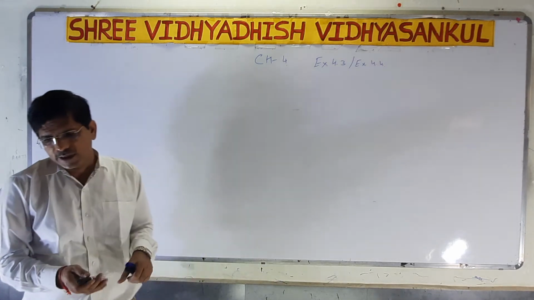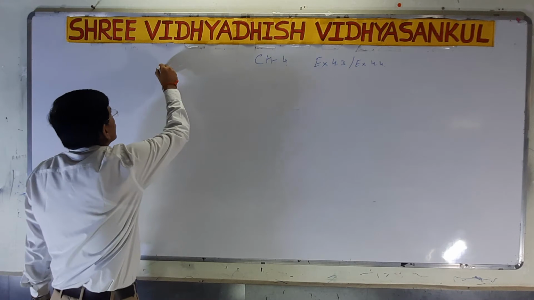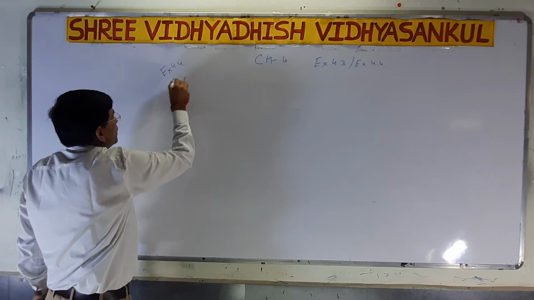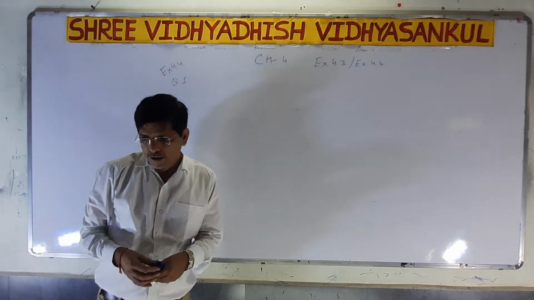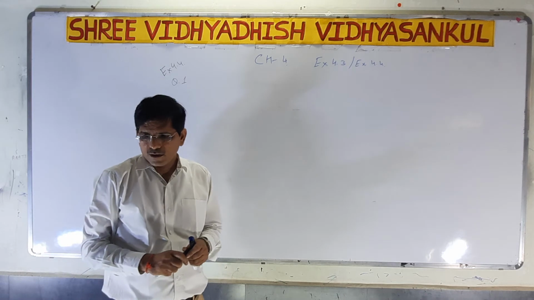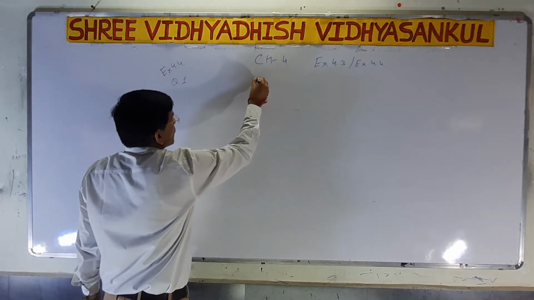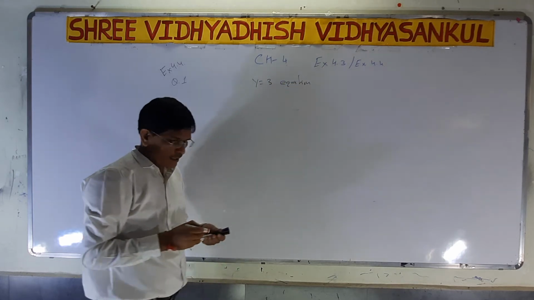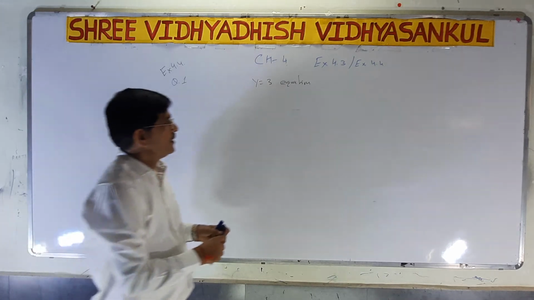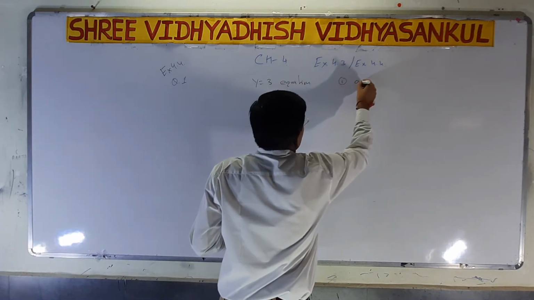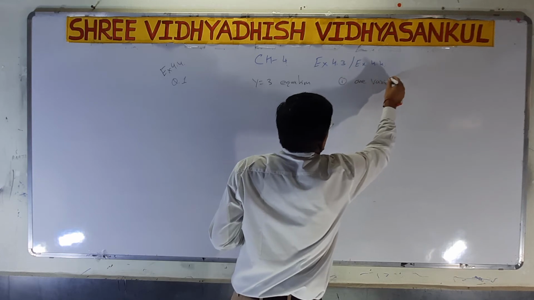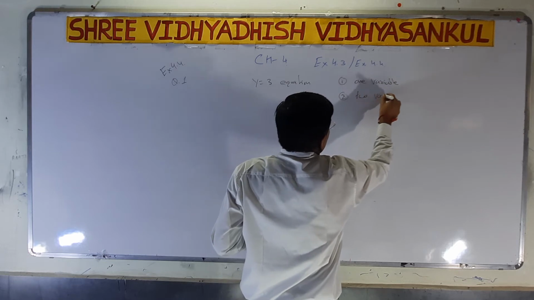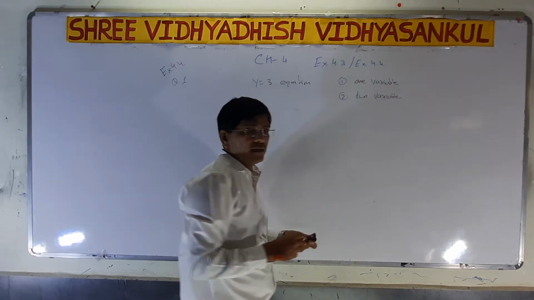Give geometric representation. Exercise 4.4 question number 1. Question is, give geometric representation of y is equal to 3 equation. Y is equal to 3 equation. Geometric representation in one variable, and two variable. One variable and two variable.